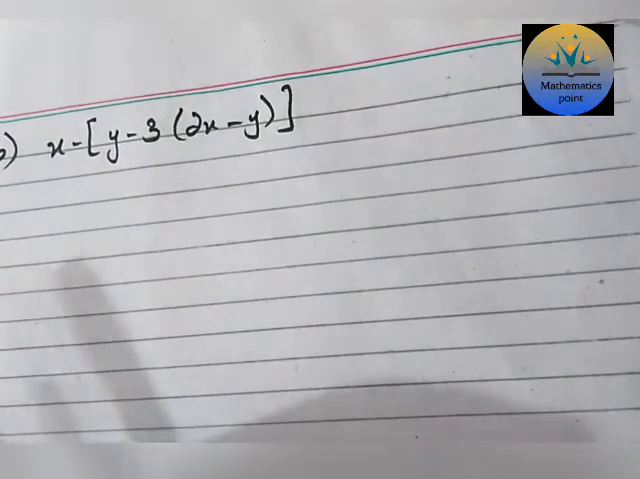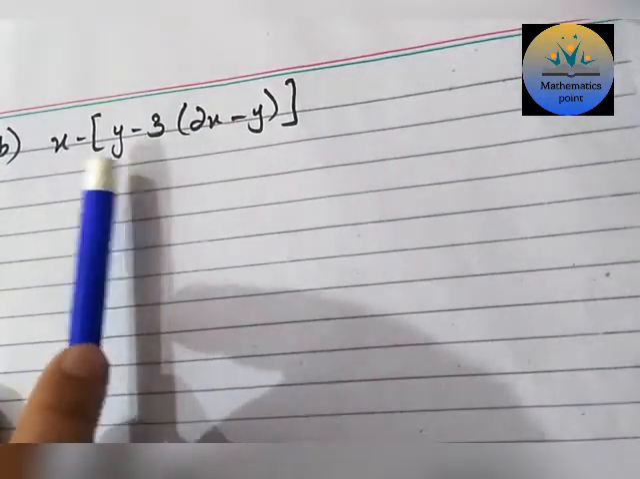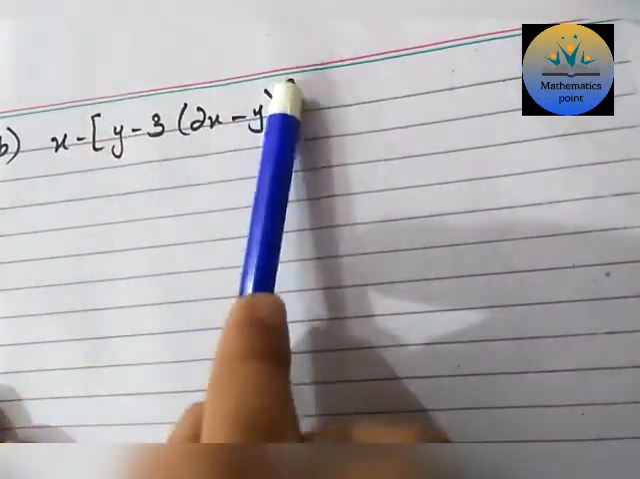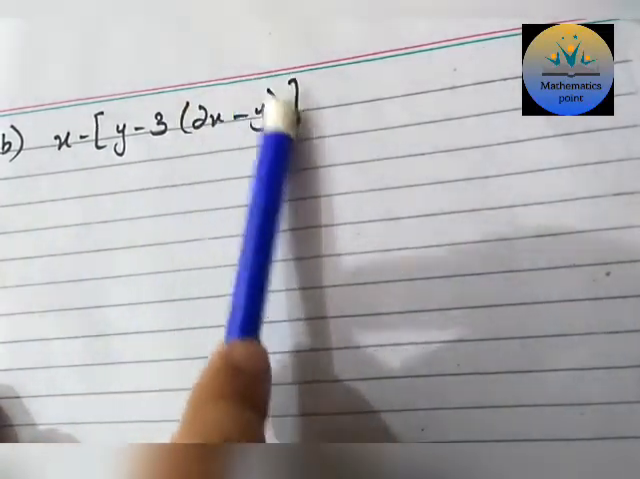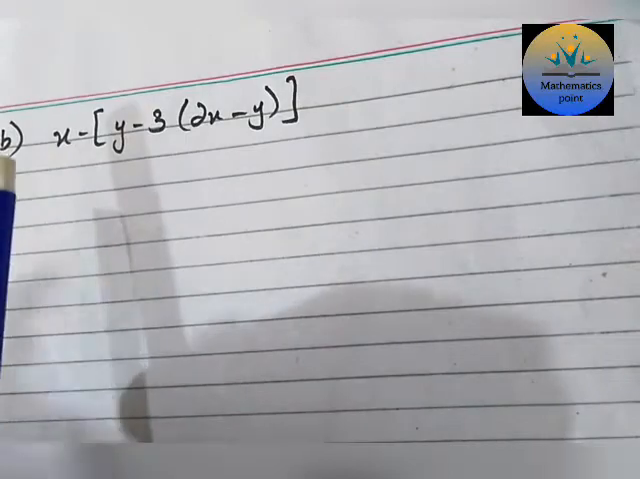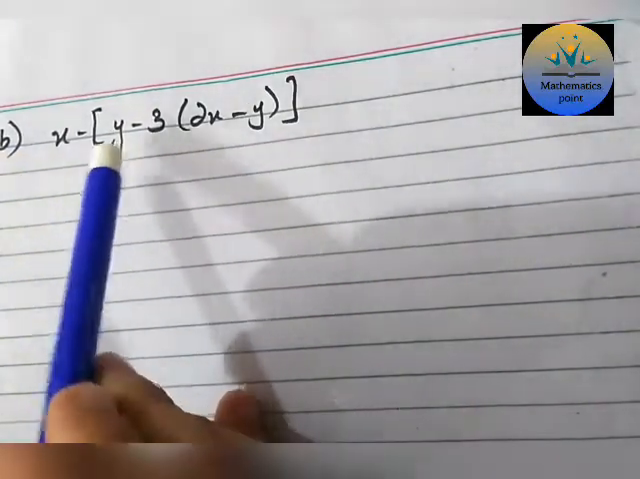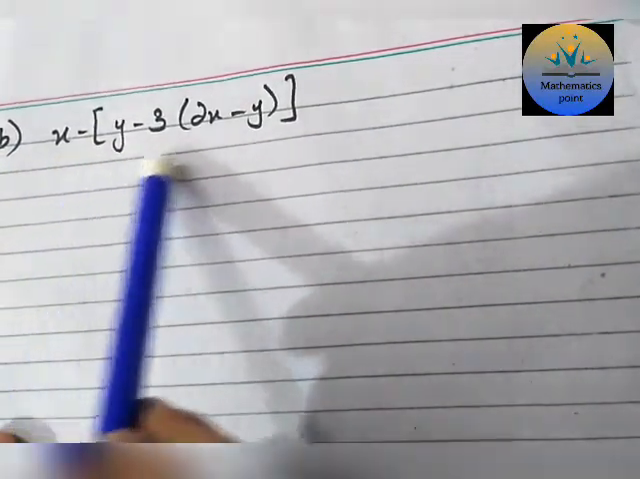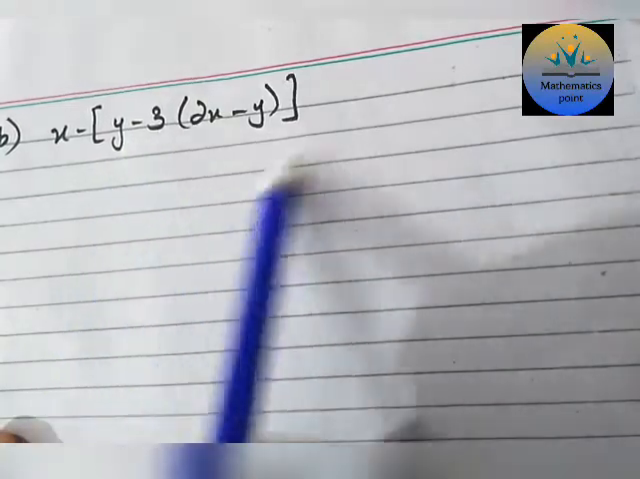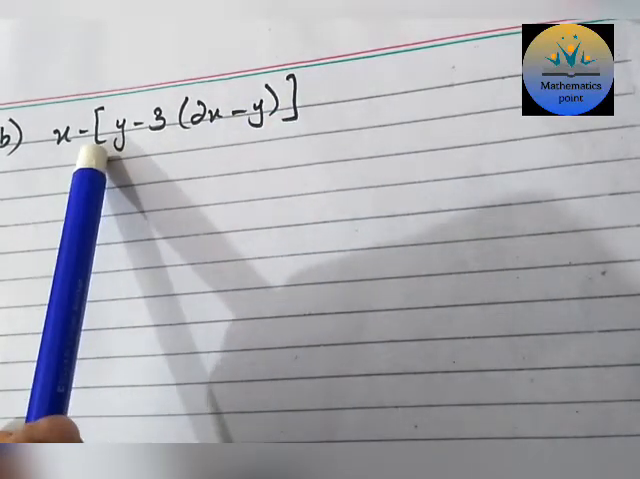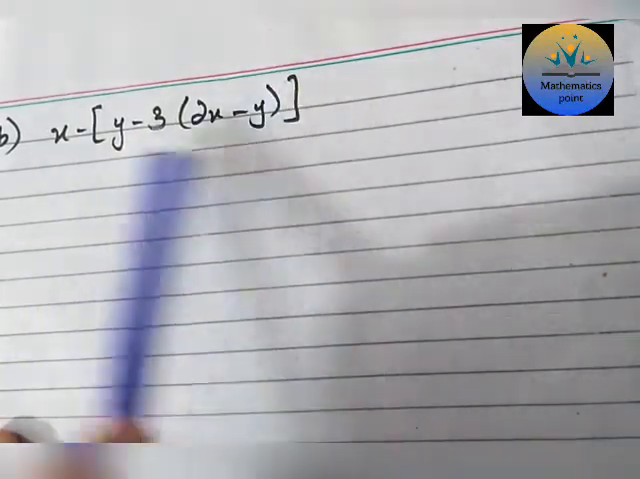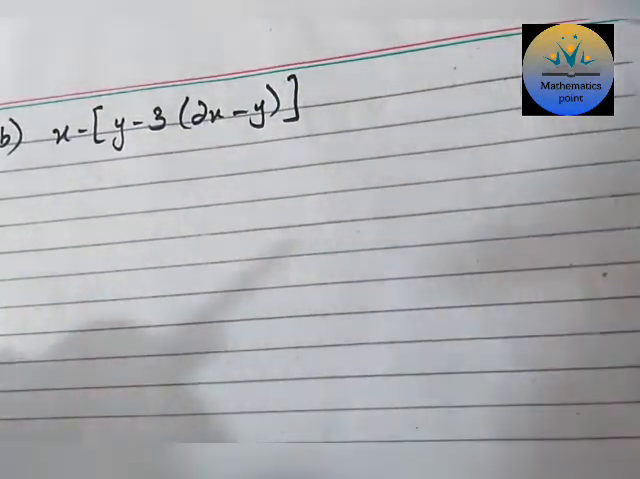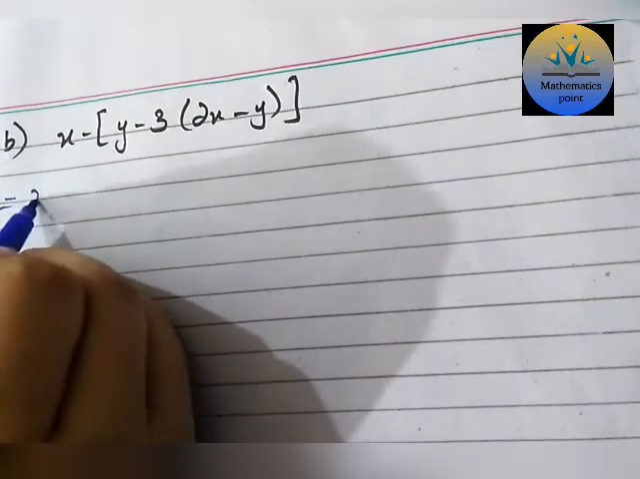Now in part B you can see that we have a square bracket, and inside the square bracket again is a bracket, that is the round bracket. So firstly we have to solve the innermost bracket. When I move on this step to open the bracket, I just see that there is another bracket. So firstly I solve the innermost bracket, and then I will move towards the second bracket. Okay, so we'll start the question.